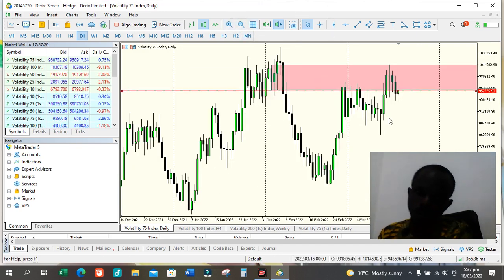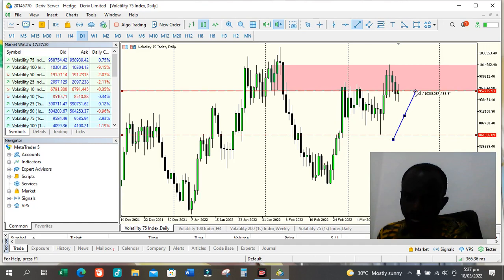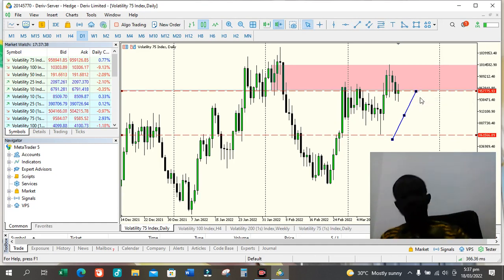When price actually trades down and takes down the low of this candle, and comes back to touch this point, that will be my entry. All right, that will be my entry.